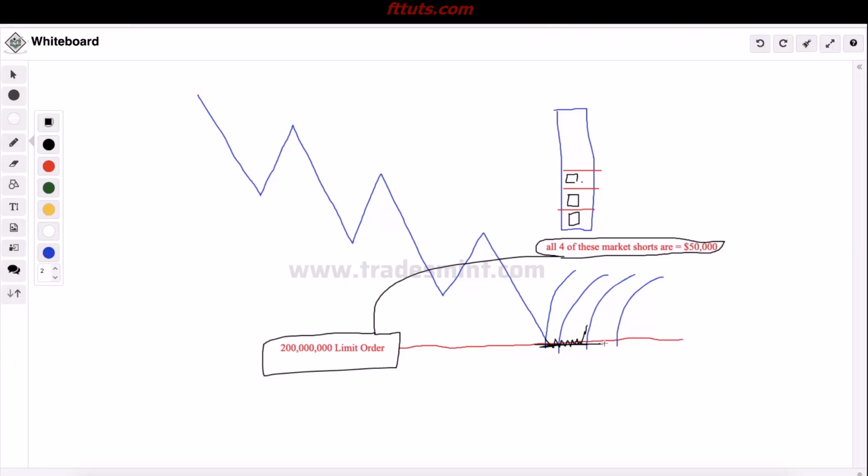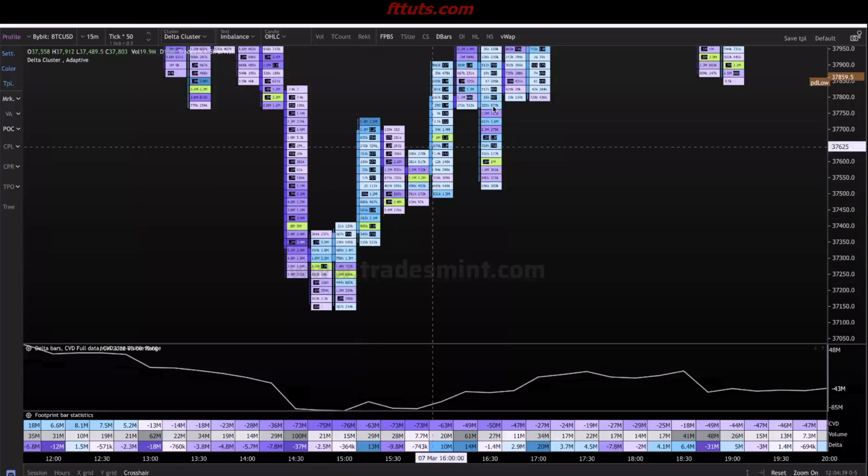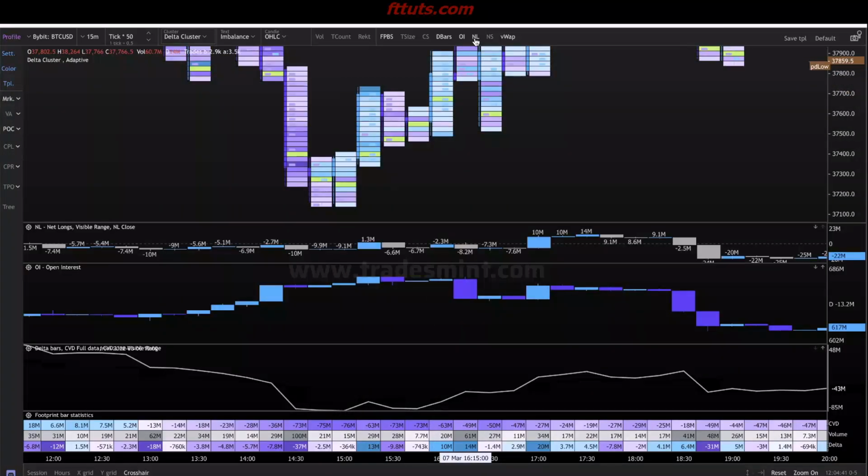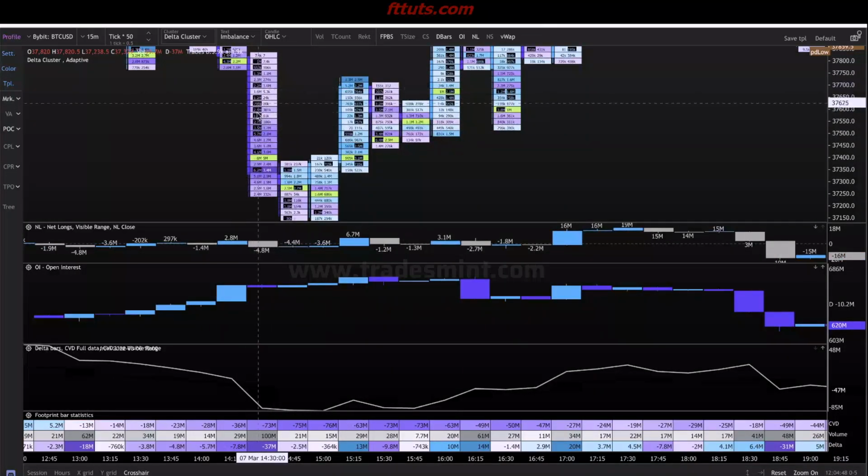And then what can happen is if more longs start to step in here, then the longs will outweigh these shorts and price will have a reversal. And the way we are going to know that this is happening is because if we turn on our open interest and our net longs here, we can literally see that as the price is coming down to the level and we have all these stacked imbalances, all of a sudden price starts to reverse, and now we're seeing net longs. We see longs starting to step in.